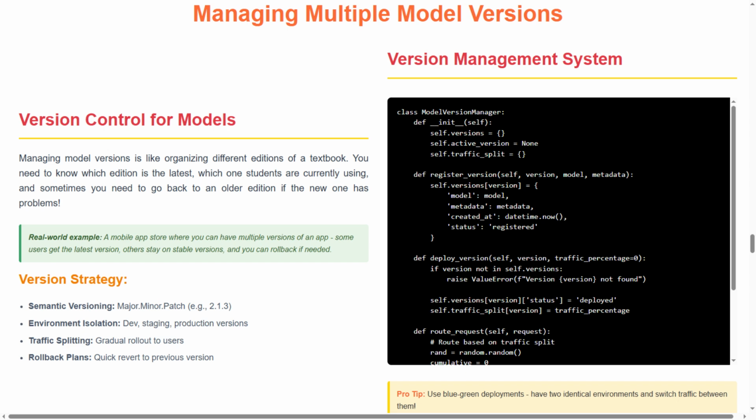Our version strategy includes semantic versioning, major, minor, patch format; environment isolation, dev, staging, production versions; traffic splitting, gradual rollout to users; rollback plans, quick revert to previous version. Moving to our version management system section. Here we see code for version management. Now, let's look at the pro tip section. Use blue-green deployments, have two identical environments, and switch traffic between them. This is how we manage multiple model versions safely.